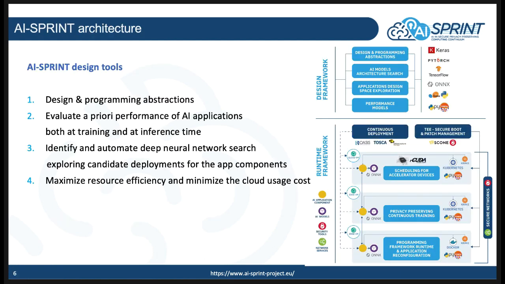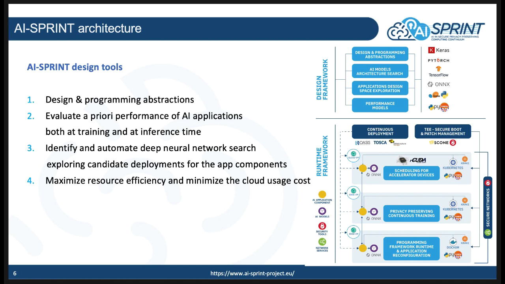This picture represents the general architecture of AI-SPRINT. The AI-SPRINT architecture includes two main parts. The first part is design time tools, and the second one is runtime tools.